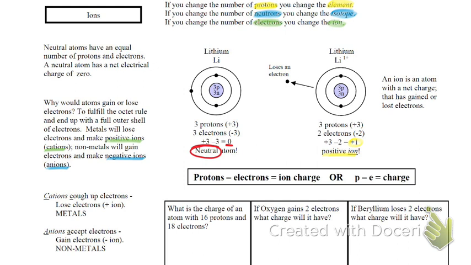So, we talked about last unit, the protons and the neutrons made our mass. Now we're going to work with protons and electrons to find charge. Okay? Here's how to help remember. Cations cough up electrons. They give them away. Those are metals. Anions accept electrons, or gain them. Those are usually nonmetals.